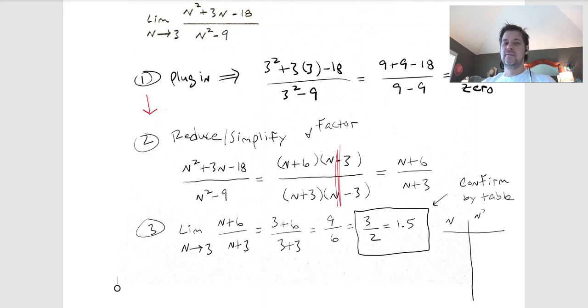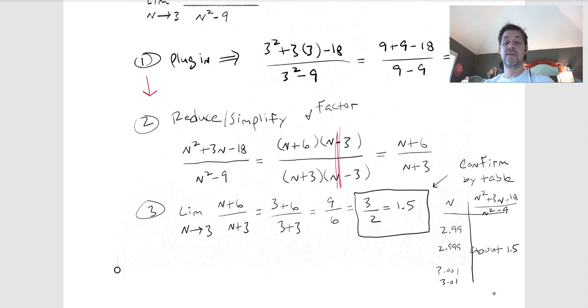So you might try this. What would confirm my answer is 1.5. It says the limit as n goes to 3. I might put in 2.99, 2.999, 3.001, 3.01. You get the idea. I do something like that. And all of these numbers over here are going to be about 1.5. That's what you're going to find out. That table would confirm this.